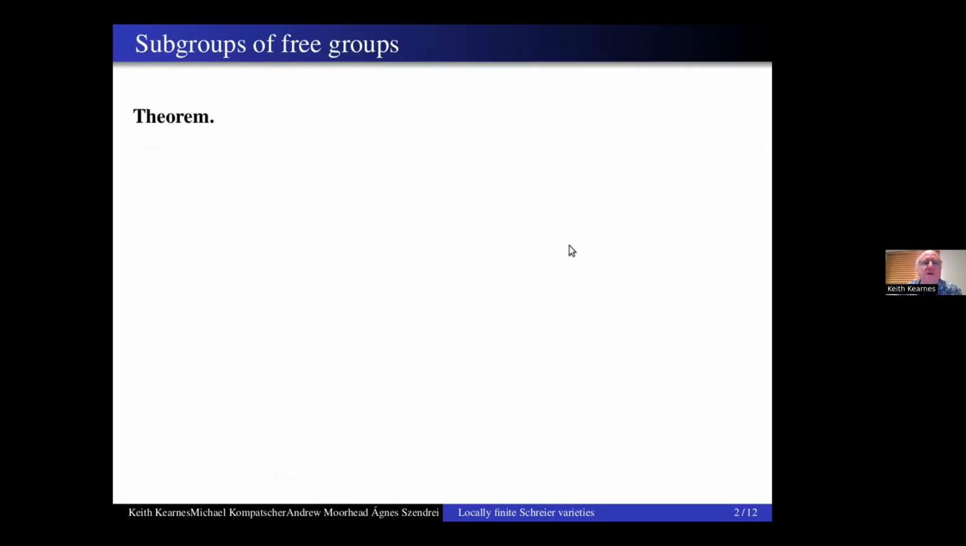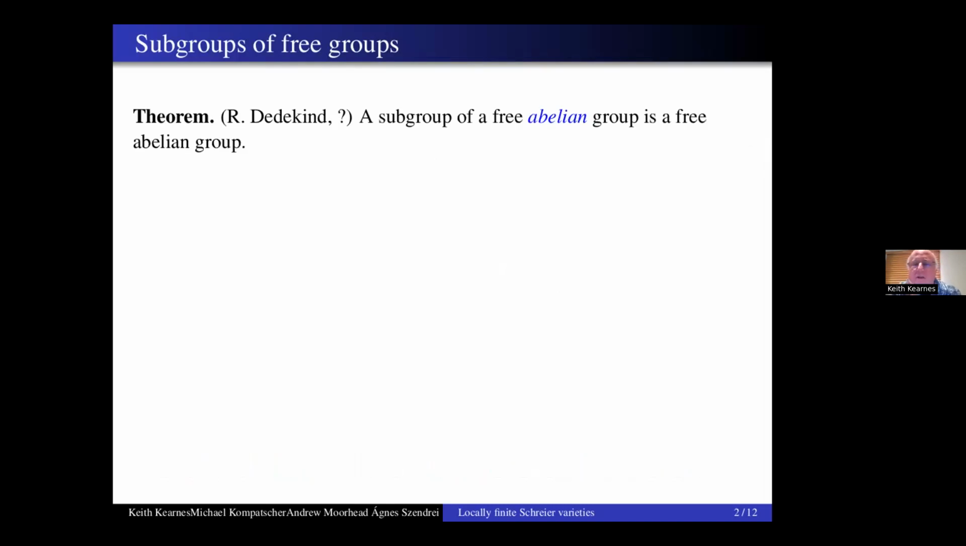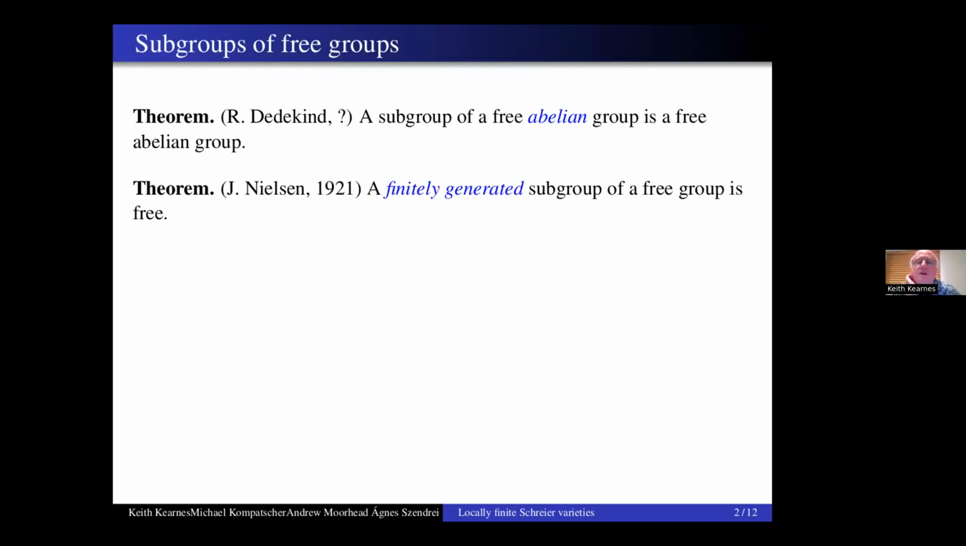Subgroups of free groups. An early theorem, I don't know the year, but it's due to Richard Dedekind, is that a subgroup of a free abelian group is a free abelian group. Jakob Nielsen, 1921: a finitely generated subgroup of a free group is free. So Dedekind's theorem has abelian in its hypothesis, and Nielsen's theorem has finitely generated. Both of those were dropped by Otto Schreier in 1927. He proved that a subgroup of a free group is free. Okay, we don't need finitely generated. And the abelian case is a separate question.